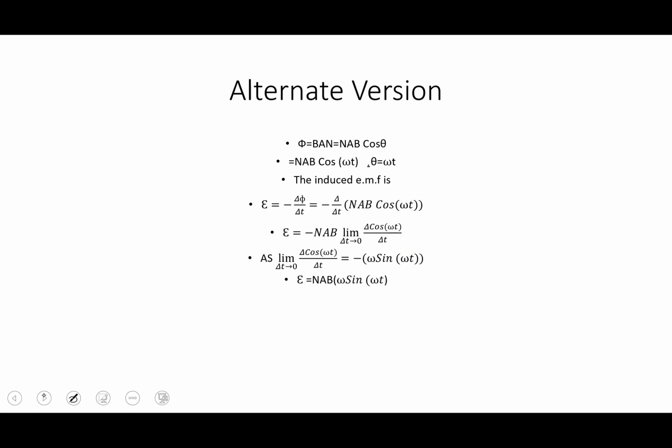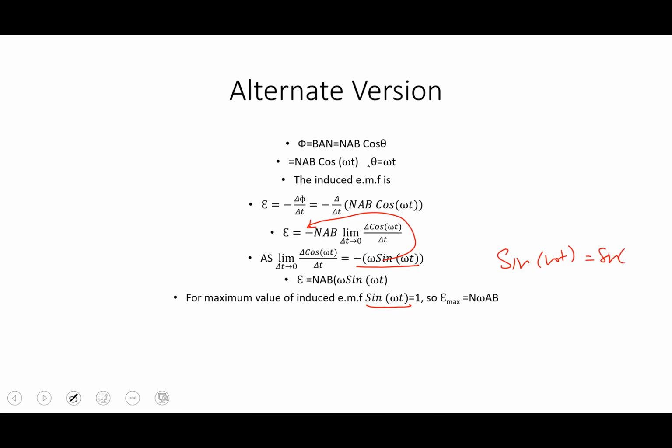Now the new concept is this negative sign. When we multiply with this negative sign, it becomes plus. So EMF will be equal to NAB omega sine omega t. And for the maximum value, again sine omega t will be equal to 1, because sine 90 degrees is equal to 1. So it will have a maximum value of EMF max, which is n omega AB.